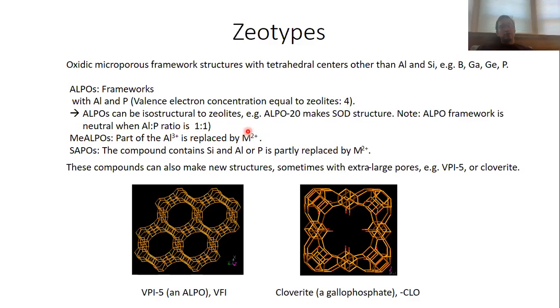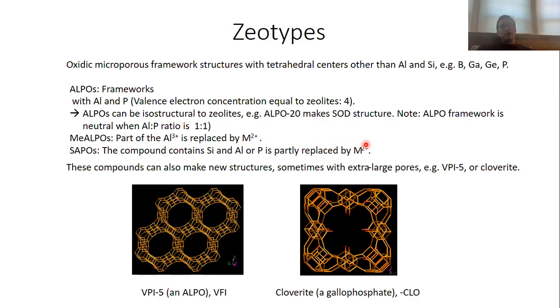So it's a further variation of this theme. And finally, you can have SAPOs, in which not all the silicons are replaced, but some of them are left and are only partially replaced by aluminum and phosphorus. And again, you can replace some of these even by metal 2+ ions. So we have here actually a wide compositional space that you can explore.